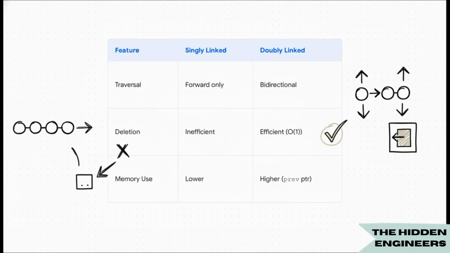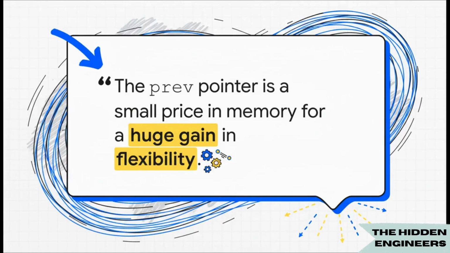But, and here's the catch, there's a price. Every single node needs a little extra memory to store that prev pointer. So really, we're trading a bit of memory for a whole lot of flexibility. And honestly, this quote sums it all up perfectly. That extra pointer for prev might seem like a small thing, but the power it gives you is absolutely massive. It fundamentally changes how you can work with your data, making complex stuff suddenly feel simple and fast.